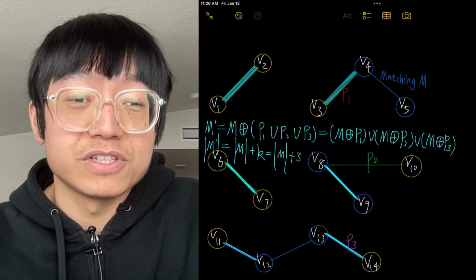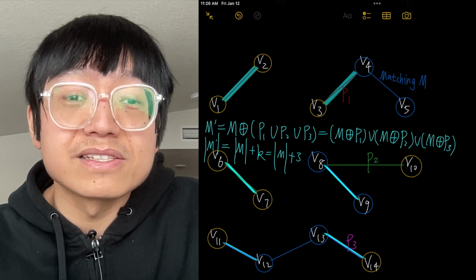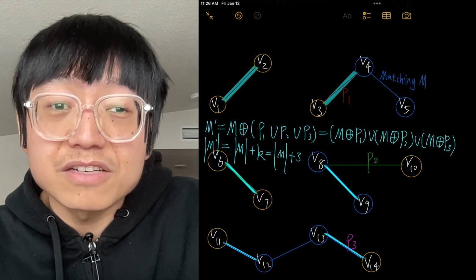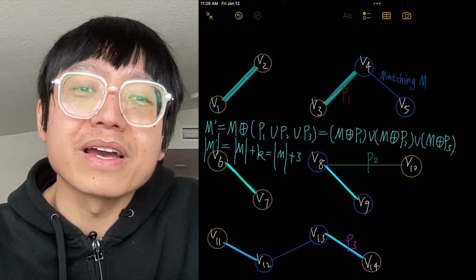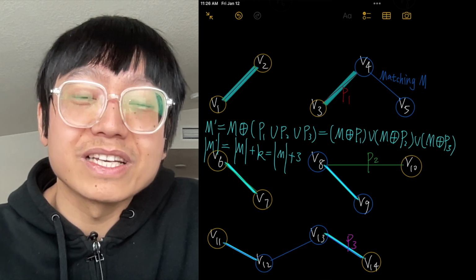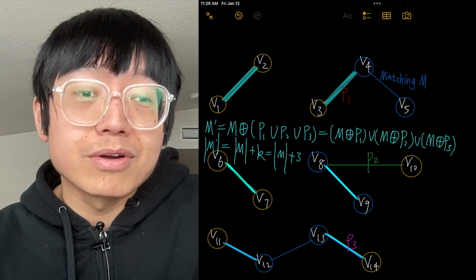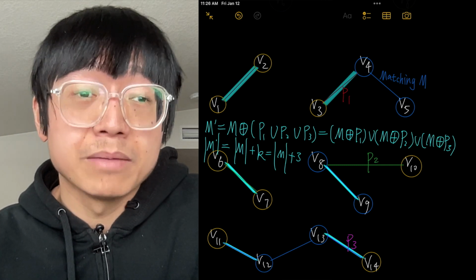So for this graph, after we apply the symmetric difference to M with P1, P2, and P3, the size of the matching increases by 3, resulting in a new matching M prime. Well, the cardinality of M prime is equal to the cardinality of M plus 3.